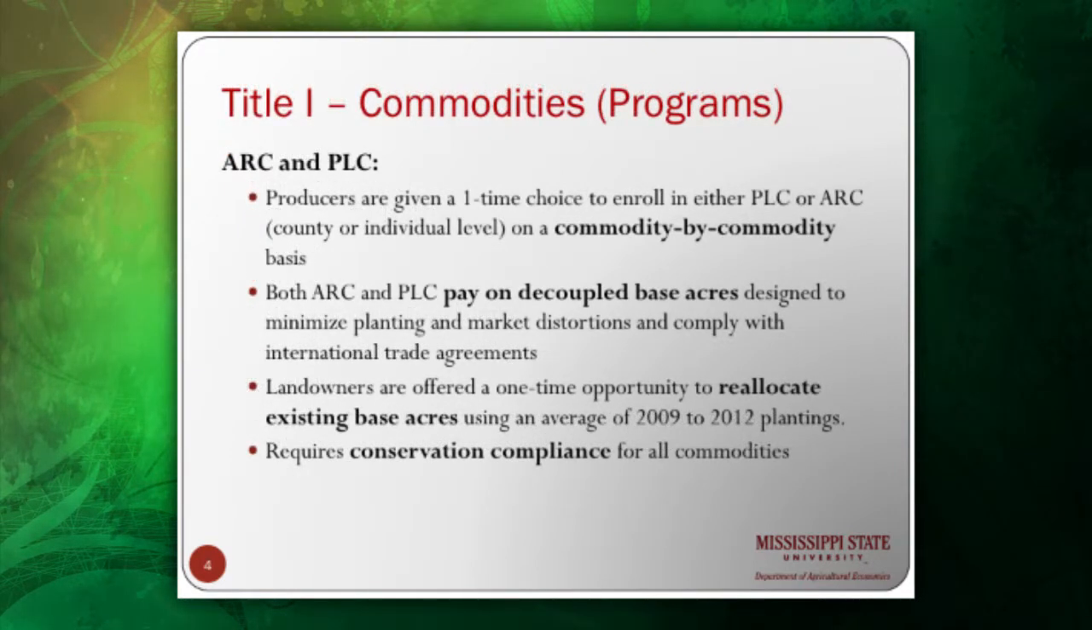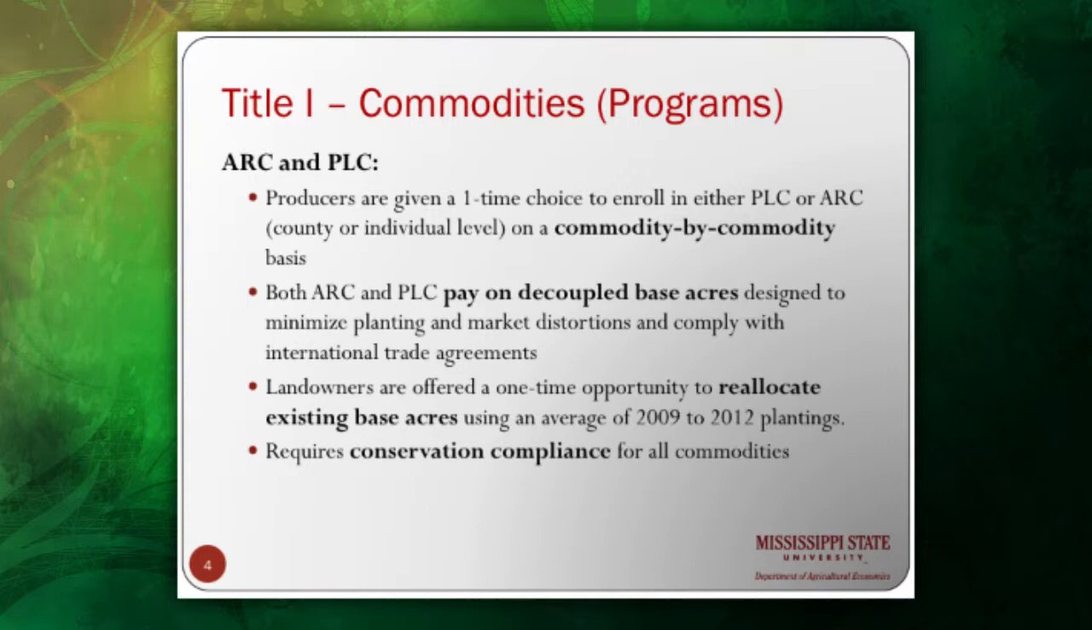Going on to talk about ARC and PLC, it is important to understand that producers are going to be given a one-time choice between ARC and PLC. And there are two versions of the ARC program, county and individual triggered. But the important thing to remember is that this will be a choice that producers get to make on a commodity by commodity basis. In other words, a producer can choose to participate in the ARC program for soybeans and the PLC program for rice.